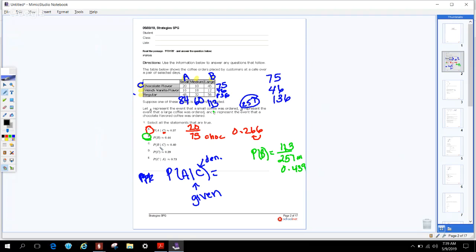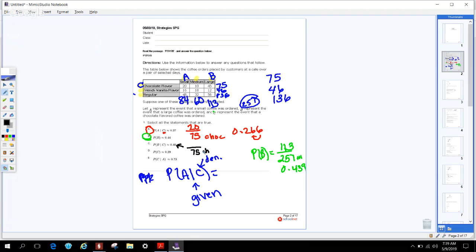C, we have another given. So what does this given line mean? What's my denominator going to be? Why is it going to be 75? You're right. Excellent, because 75 chocolates on the bottom. What's my numerator going to be?